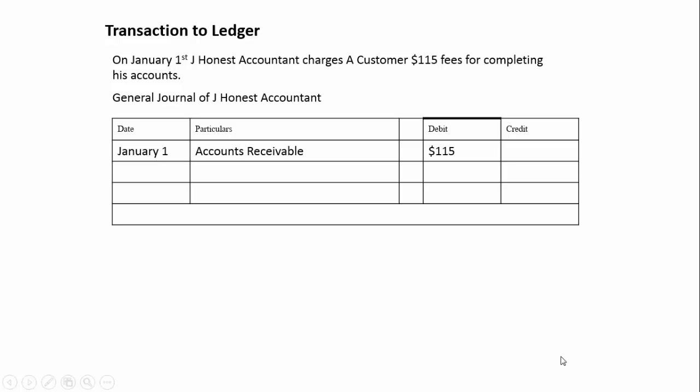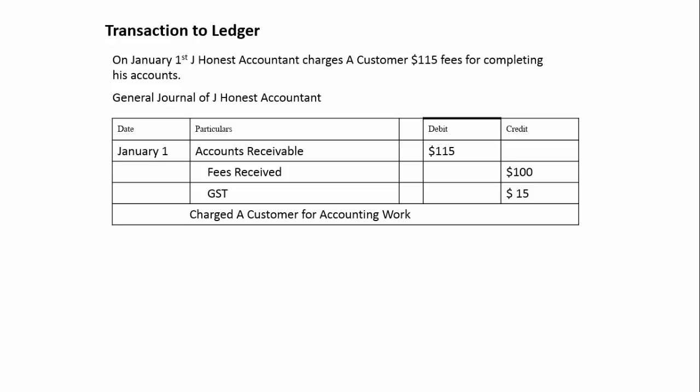We put 115 in the debit column, and in the particulars column we put the name of the account. Of course we date it. And the contra accounts, or the opposite accounts, are fees received, which is a revenue account. It has increased by $115, but $15 GST has to be paid for government. So we can't count it all as revenue because some of it actually just doesn't belong to us. It belongs to the government.